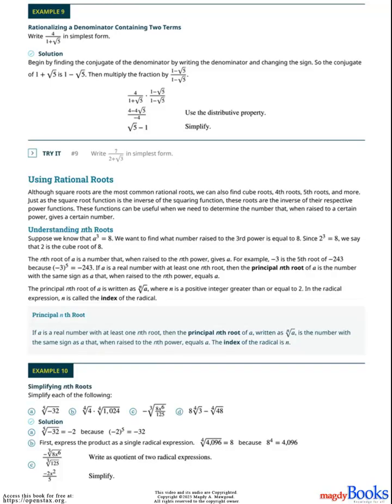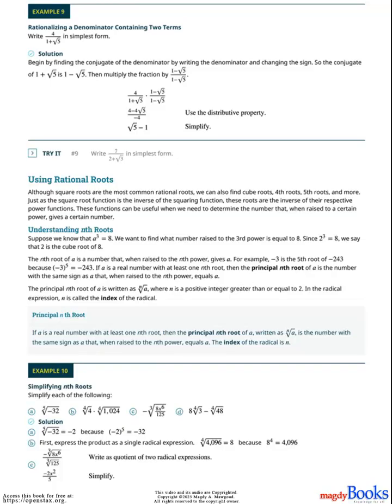Example 10. Simplifying nth roots. Simplify each of the following. a. Fifth root of negative 32. b. Fourth root of 4 times fourth root of 1024. c. Negative cube root of 8x to the power of 6 over 125. d. 8 times fourth root of 3 minus fourth root of 48.